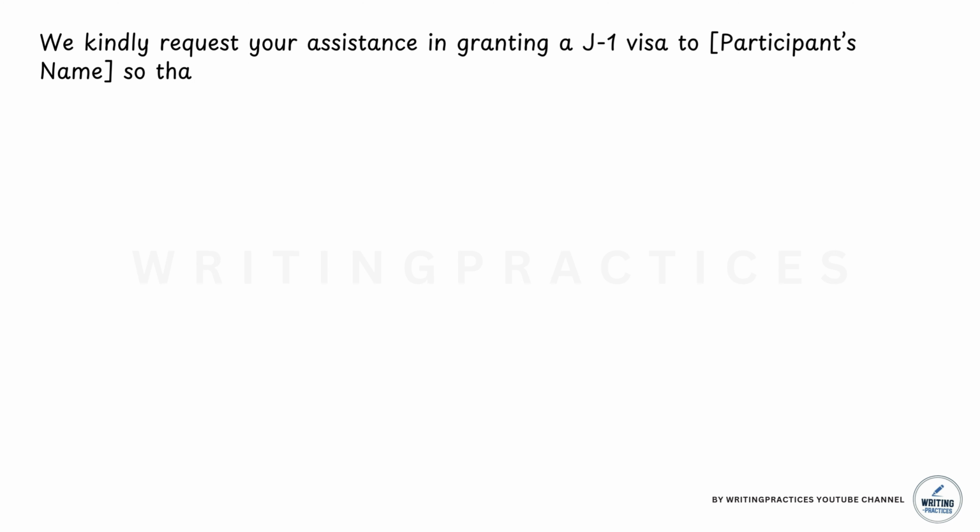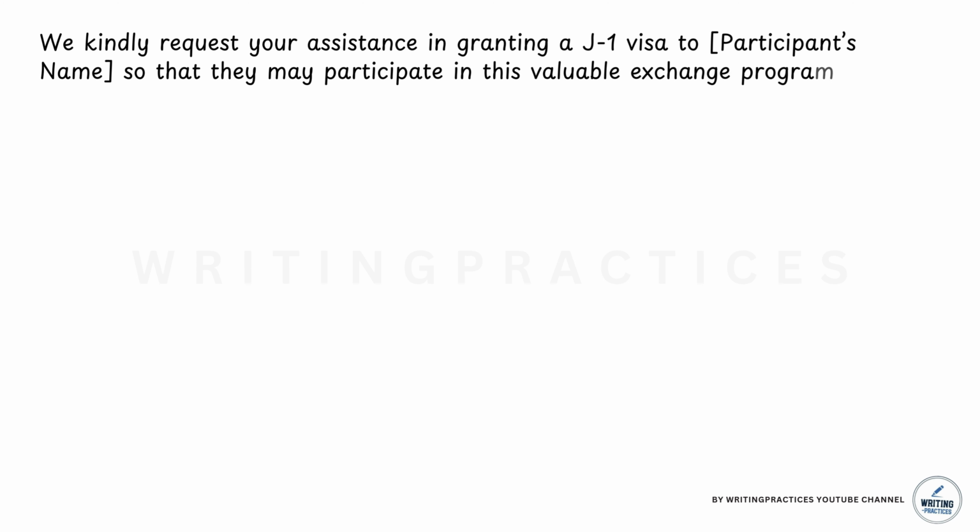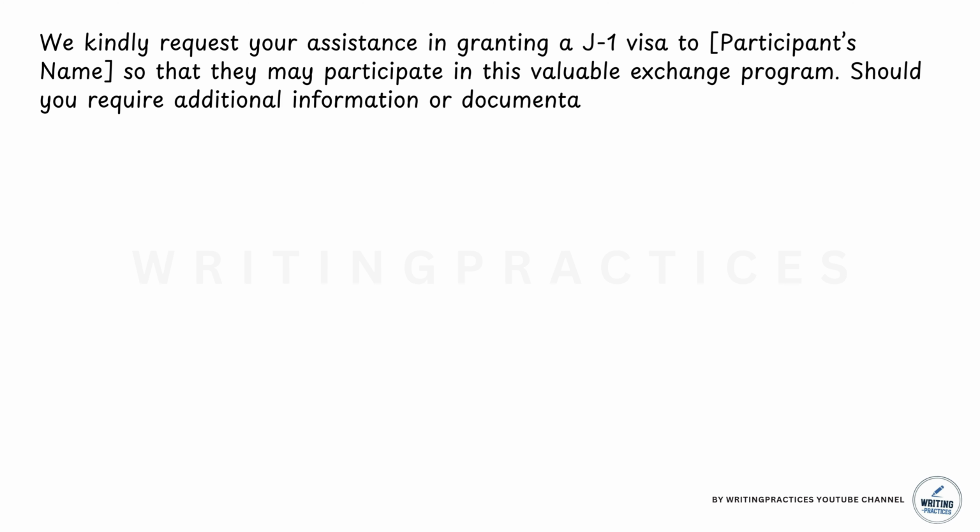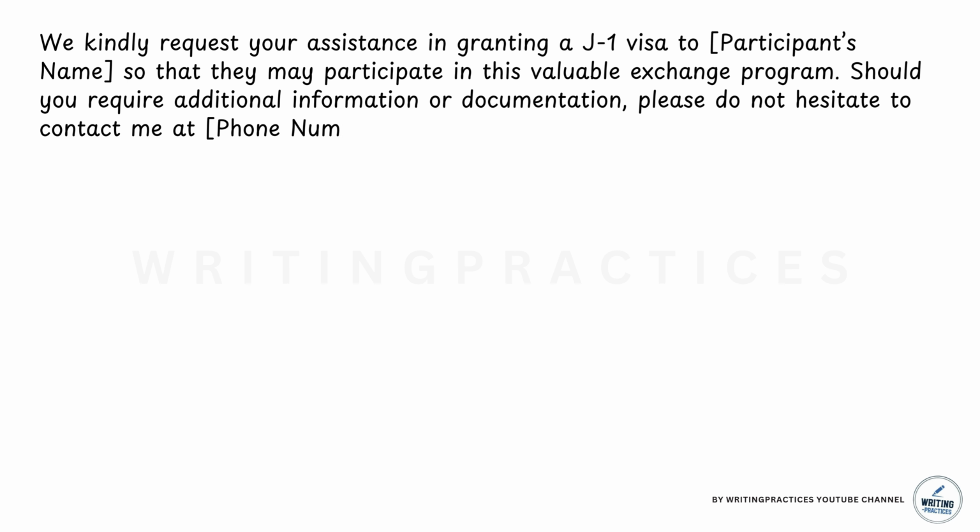Next, make a formal request for the visa. We kindly request your assistance in granting a J1 visa to participant's name so that they may participate in this valuable exchange program. Should you require additional information or documentation, please do not hesitate to contact me at phone number or email address. This paragraph clearly states what you are requesting and offers a way to provide further documentation if needed. It's concise but vital because it ensures that the consulate knows exactly what action you're requesting.